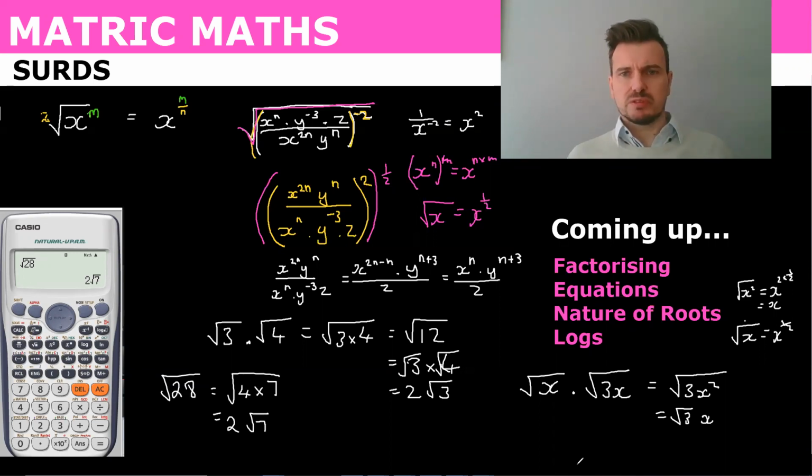Next time we'll be doing factorizing, which is getting closer and closer to what we're going to be doing in our final matric paper. But you do get surds and exponents in the paper, so we do need to brush up on that.